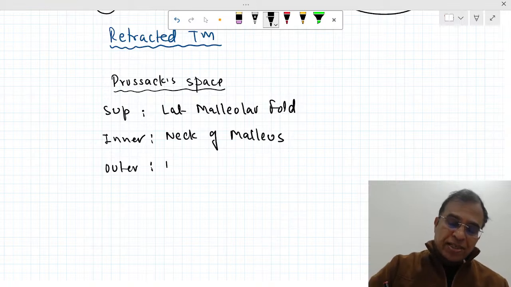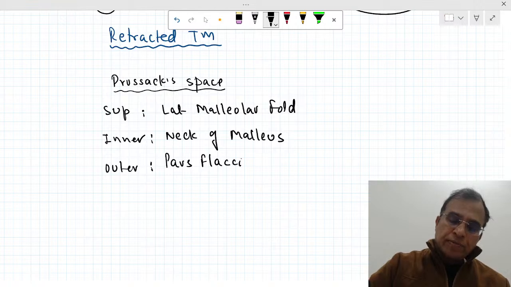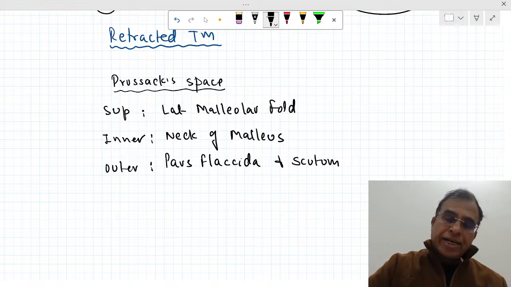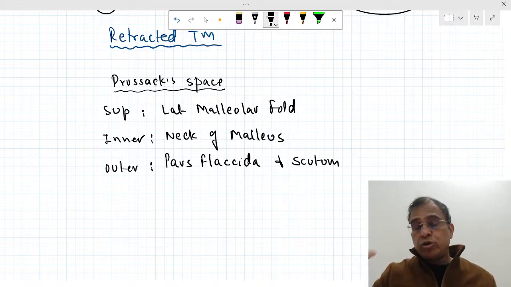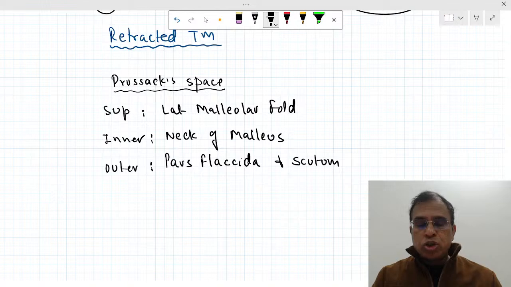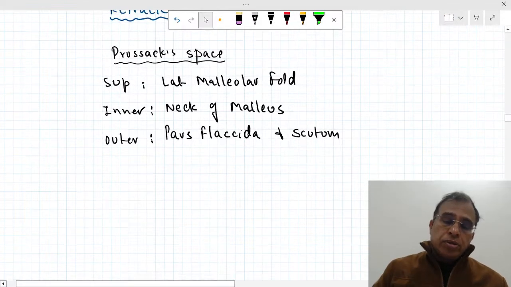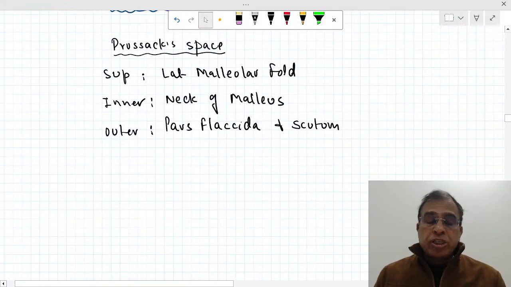One is pars flaccida, Shrapnell's membrane, and there is something called scutum. Just remember this name. When I show you the image, I will show you what the scutum looks like. It's a small bone called scutum. So these are the three boundaries of the Prussak space.